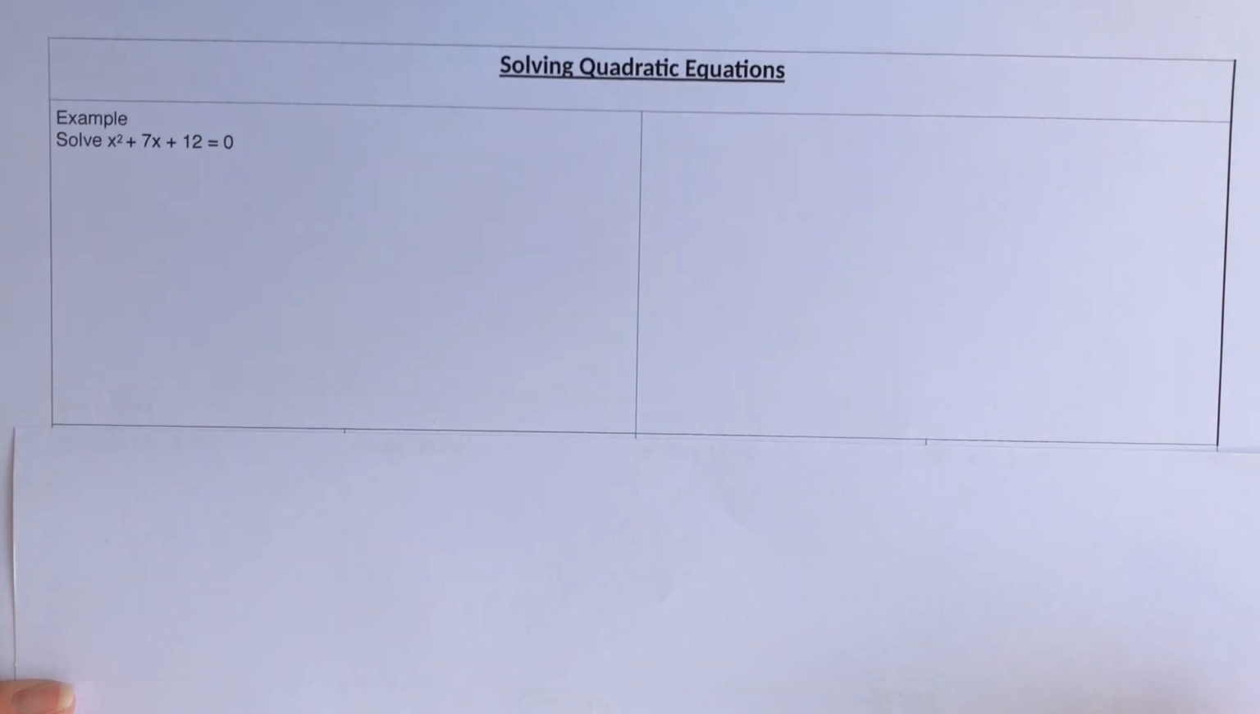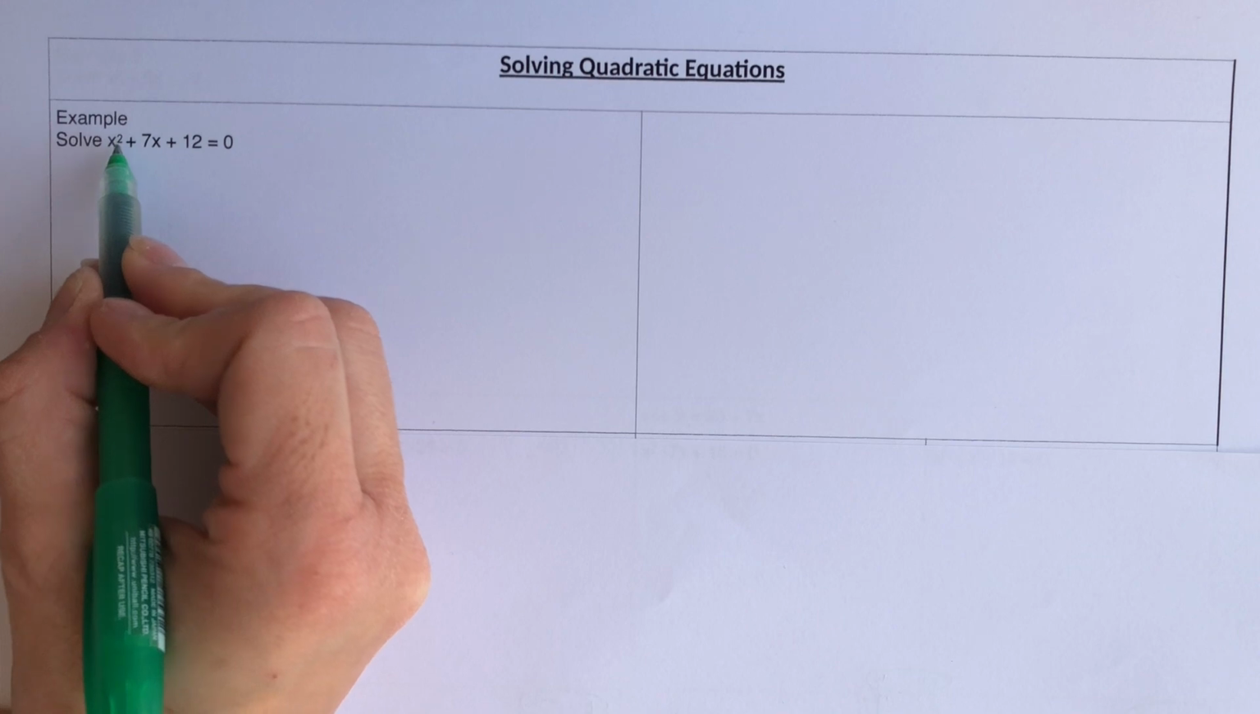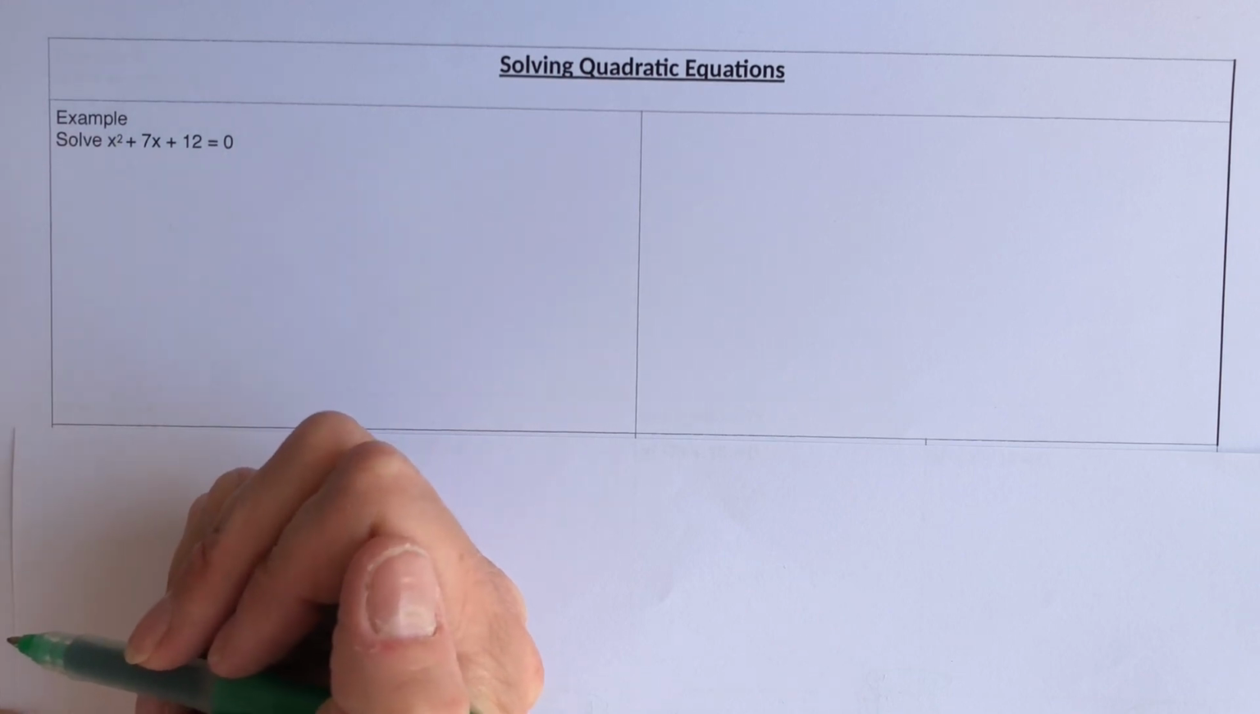Today we're going to be looking at solving quadratic equations. In order to do this, make sure you fully understand everything we've done so far and how to factorise a quadratic. Okay, so example 1. Solve x squared add 7x add 12 equals 0.